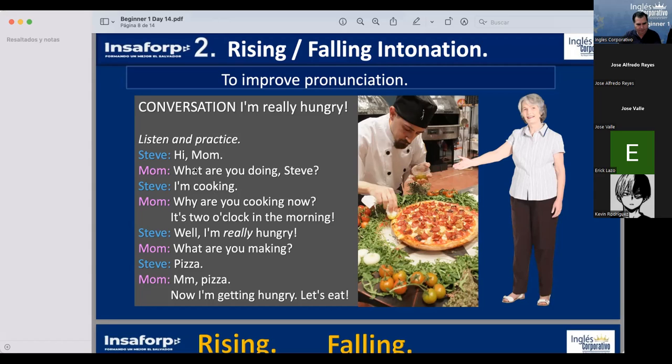Hungry. Yeah. Okay. Next. Hoy los siguientes.